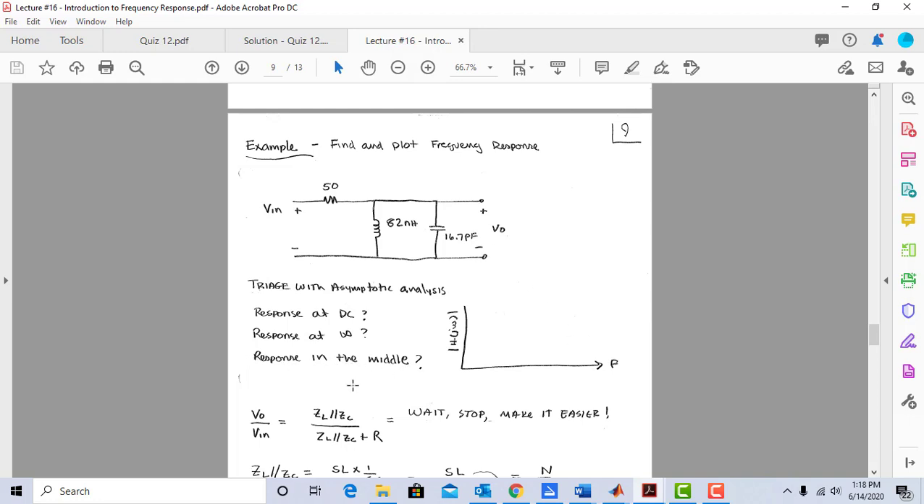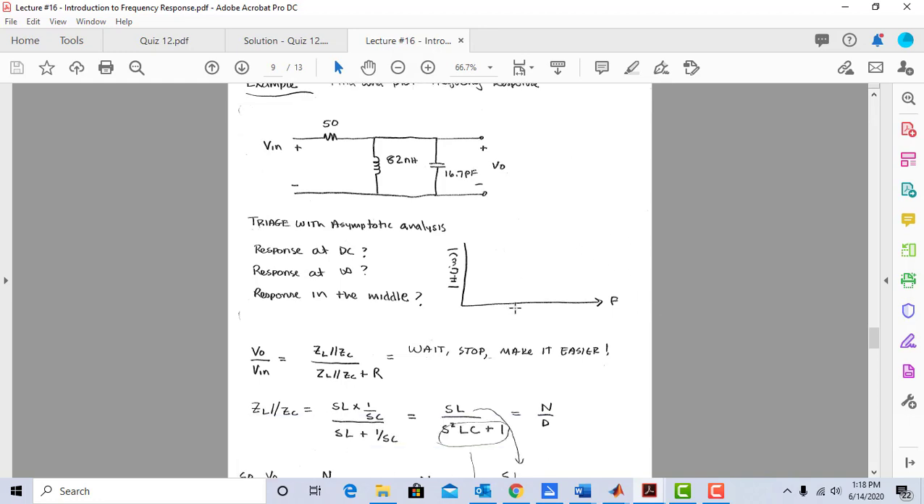What's the response in the middle? I don't care, but it's somewhere up here because it's an absolute value, right? So I got a 0, I got a 0, and I got a something in here. So that's what asymptotic analysis tells me. So now let's get the transfer function. So what do I see?